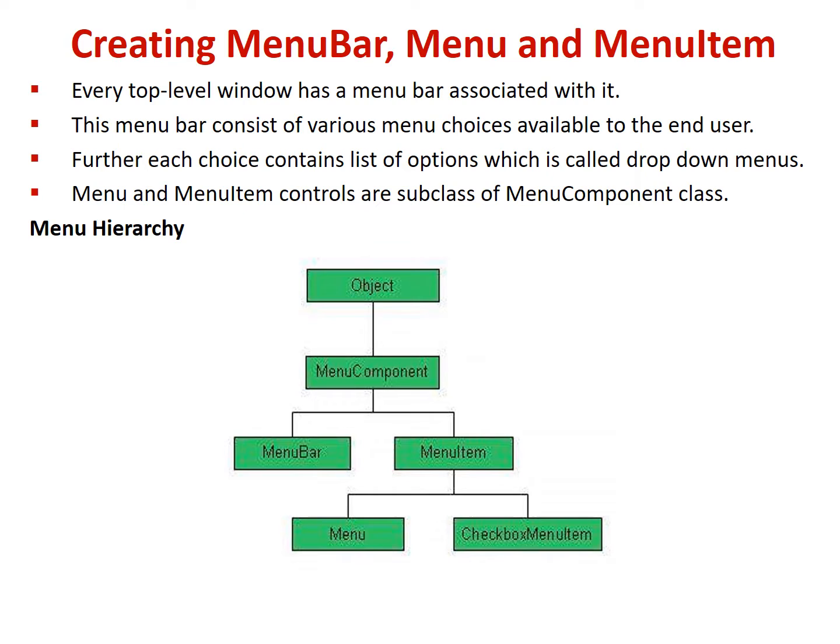Menu and menu atom controls are subclasses of the menu component class. As shown in this particular figure, menu component inherits object, whereas for the classes menu bar and menu atom, menu component is the parent class, and similarly here menu and checkbox menu atom are children or subclasses of menu atom.